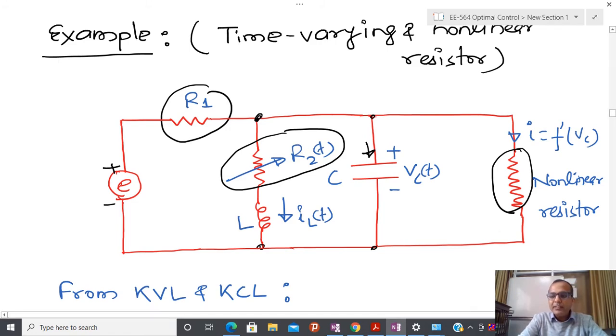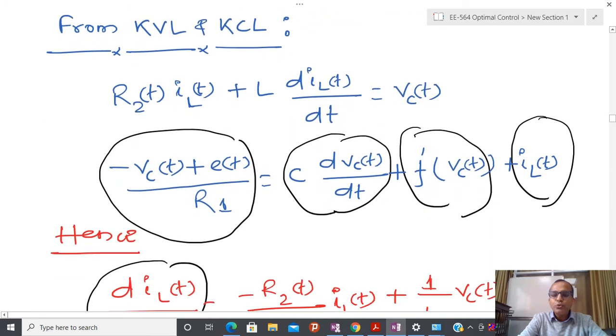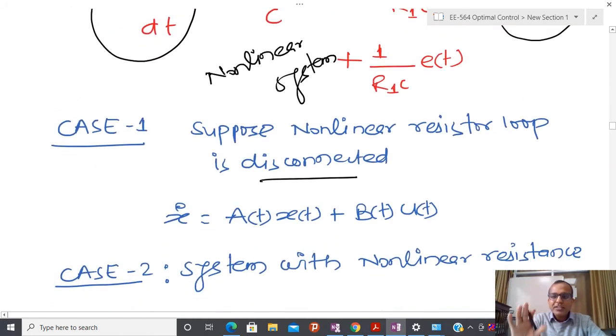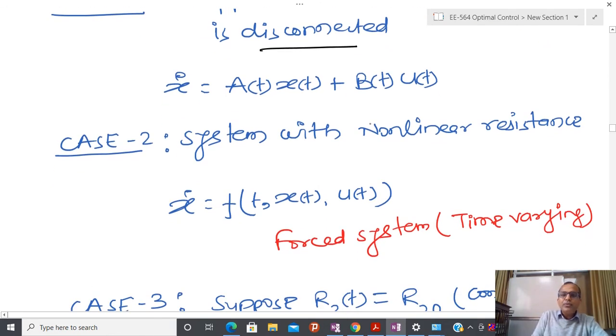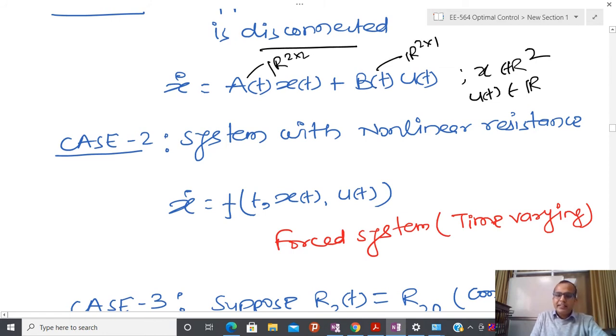And if you write the differential equation, please try to do the exercise by yourself. You can just put the nonlinear part equal to 0. It is possible to write the differential equation like x dot equals A(t) x(t) plus B(t) u(t), where x belongs to R2, and u(t) belongs to R, because I have just one voltage. And if you see this, this is a 2 cross 2 matrix, this is a 2 cross 1 matrix. So please check it.